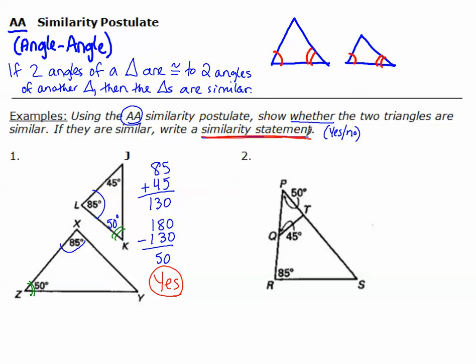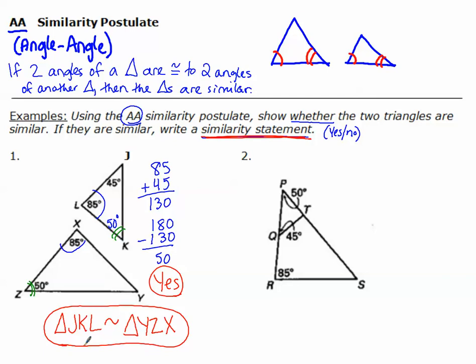Therefore, the similarity statement can be written, and we start with triangle JKL, always the one that comes first, or to the left, or on top, similar to triangle. Now let's match up properly here. J corresponds with the 45-degree angle in here, which is the Y. So Y goes first. K I wrote second. K says 50, so that goes with the one that's 50, and that's Z. And then the third angle after Z is X. So there's my similarity statement to go along with saying that they're similar.